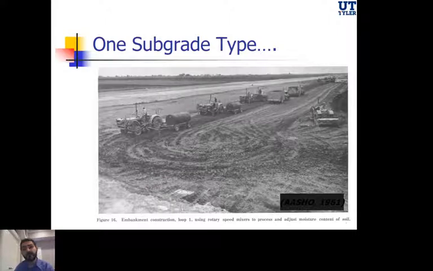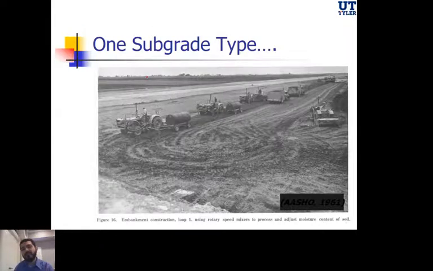So they just picked one subgrade type, one single soil. Even though we know that the soil here in Texas, and even in East Texas, is different from West Texas, let alone how different it is from Arizona or Alaska. Yet again, at that time, it was very basic.